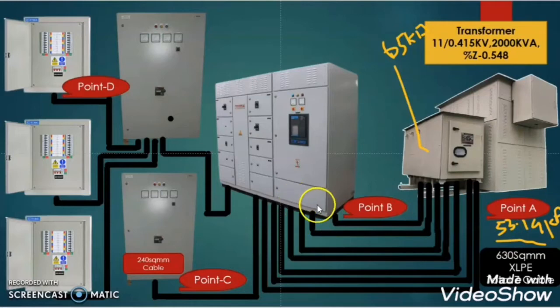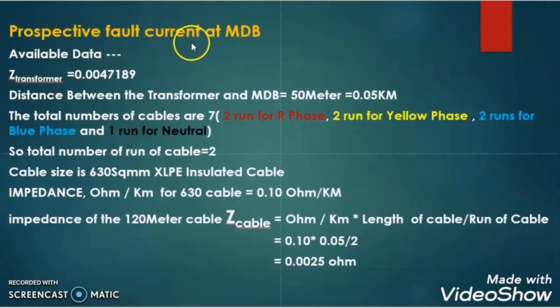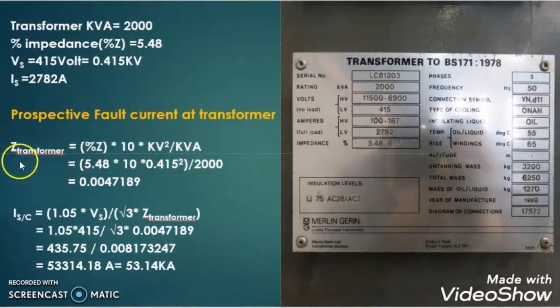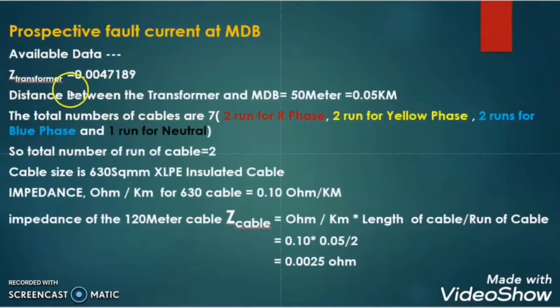Now let us calculate the maximum prospective short circuit fault current at the MDB level. So here in our example, as I told you, there are 7 cables of 630 square mm, 2 cables for the red phase, 2 cables for the yellow phase, 2 cables for the blue phase. So in total there are 2 runs of cable. Okay. So now let us calculate the prospective fault current at the MDB. What is the available data? As we calculated in our previous step, the transformer impedance.